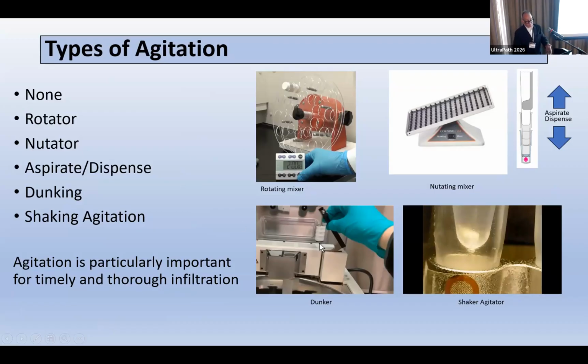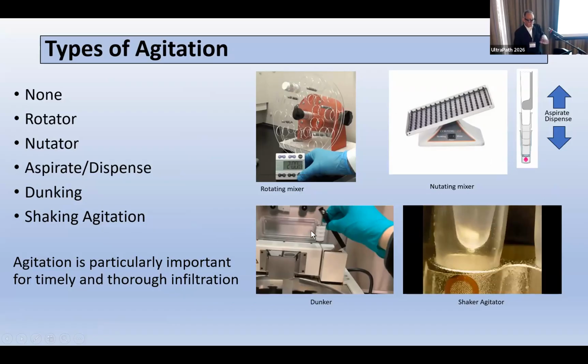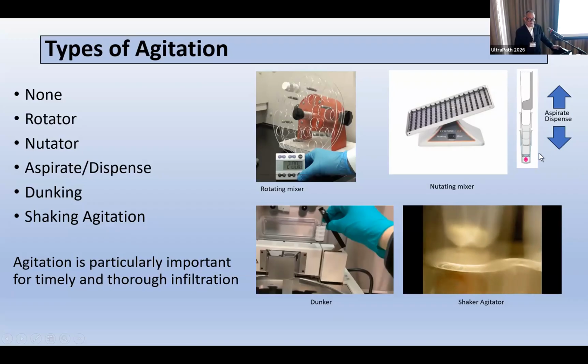And then you have some of the robots, and some of the ways are dunking. So you have the sample in some sort of basket, and you're dunking it in and out of a pool. The rotating we sometimes call sloshing. So you're sloshing it around, and this is sloshing, and this is actual dunking. And then you have actual shakers which will vibrate your sample or shake it very vigorously. It's particularly important for timely and thorough infiltration. Also aspirate dispense fixing as well if you have one of these capsule-based systems.